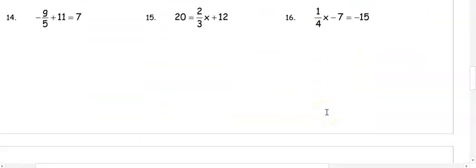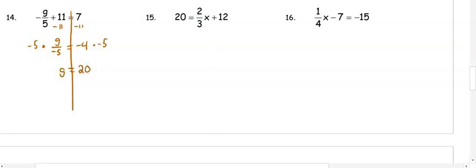In number 14, negative g over 5 plus 11 equals 7. So first thing I want to do is move this 11. So I'm going to subtract 11 from both sides. G over negative 5 equals negative 4. To get g by itself, we would multiply both sides by negative 5. So g equals 20.